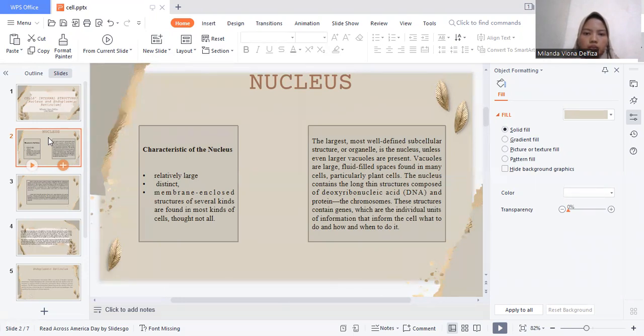The nucleus contains long, dense structures composed of deoxyribonucleic acid, or DNA, and protein: the chromosomes. The structures contain genes, which are the individual units of information that inform the cell what to do, and how and when to do it.